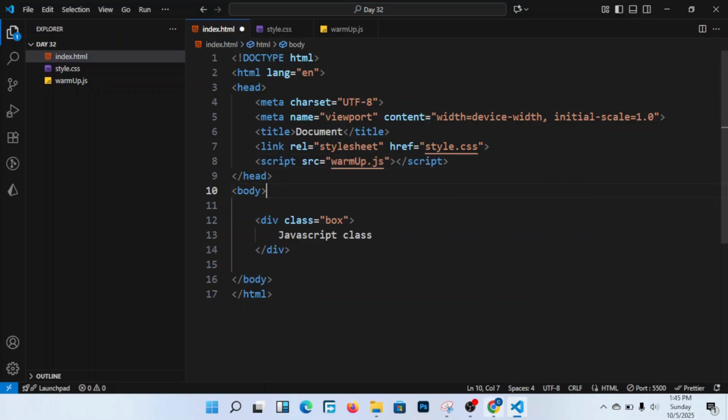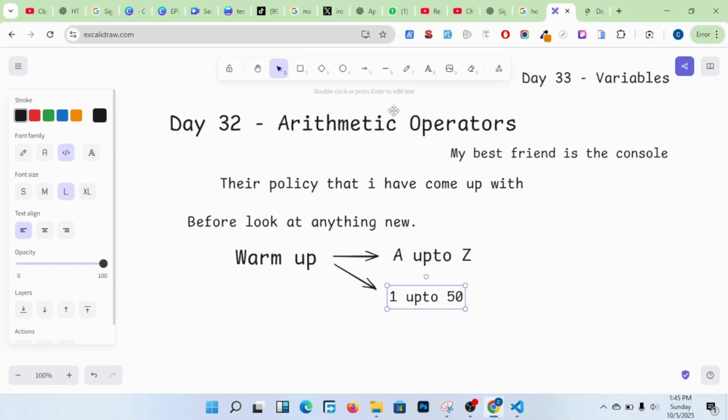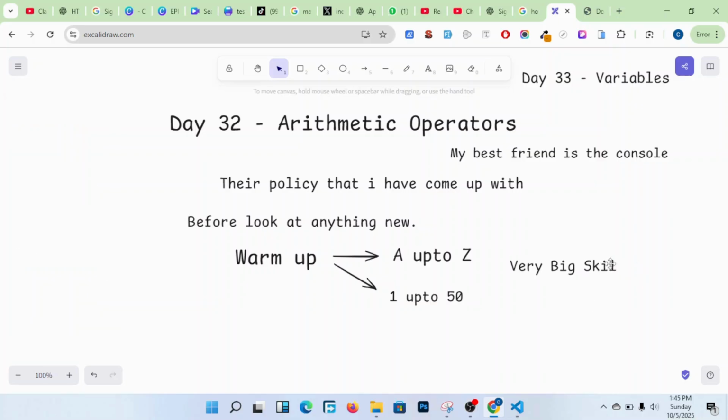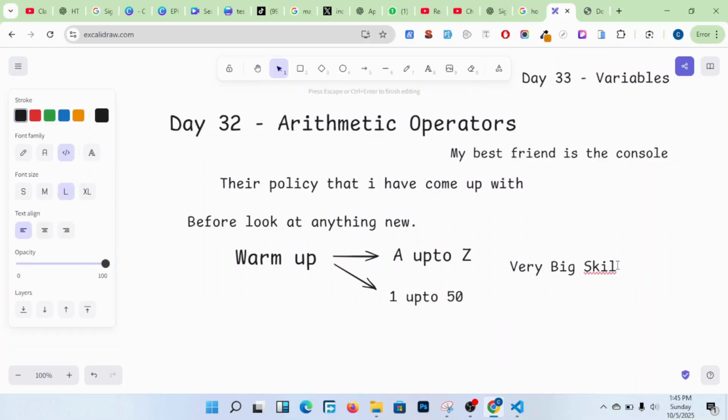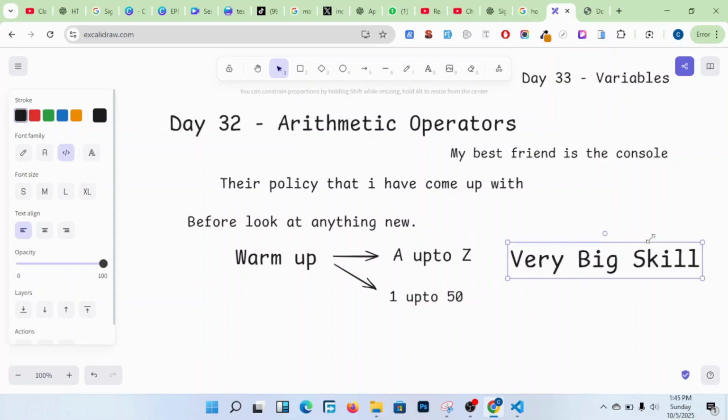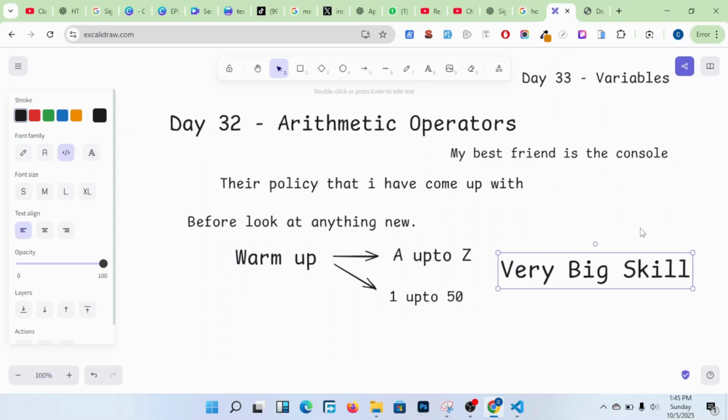Always and always we are going to do a warm-up before we look at what we are going to cover in today's class, okay? With this warm-up, there is a very big skill that I'm looking for, a very big skill that I want to train you in. I'll tell it to you as we go along.